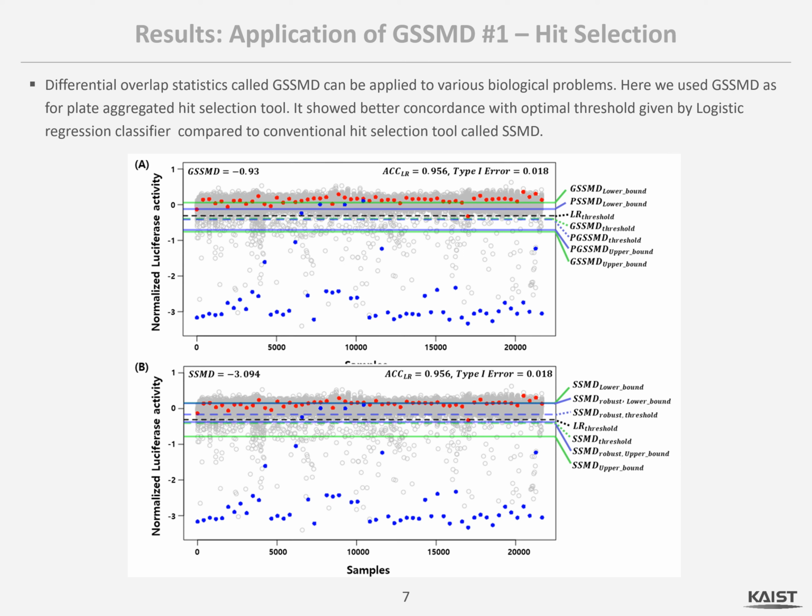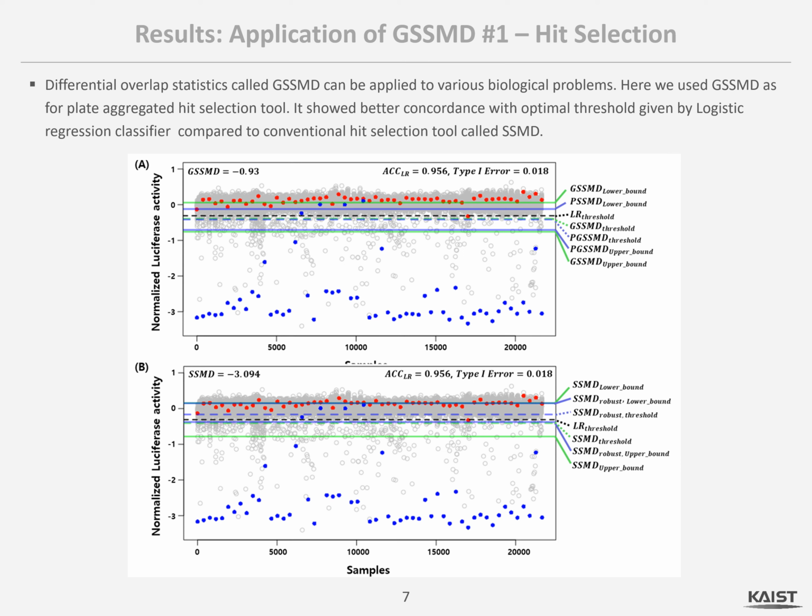The optimal decision boundary of the classifier showed 96% accuracy, and the type I error was 0.018. We asked whether GSSMD or SSMD-based criteria provide closer hit selection criteria compared to this optimal decision boundary. As you can see in the figure, GSSMD and SSMD provided a reasonably close decision boundary compared to the optimal classifier. The GSSMD-based decision boundary showed narrower upper and lower bounds compared to the SSMD-based criteria.